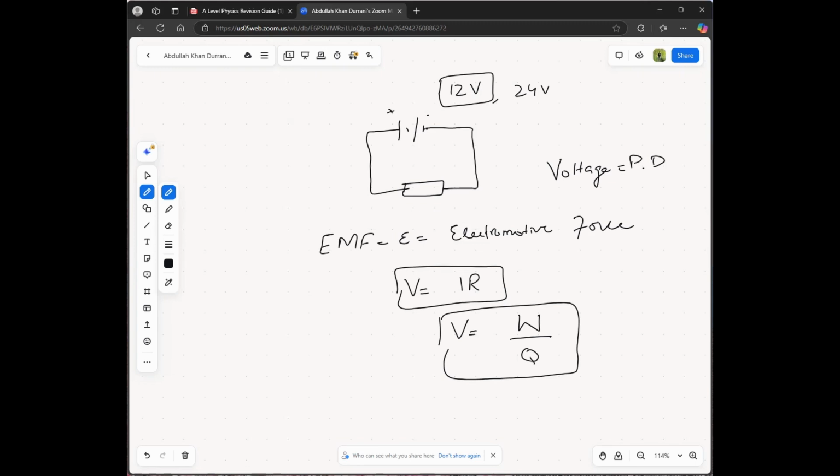Coming back to where I started from, we have a battery, and it says on the battery that it's 12 volts. So what is this 12 volts? That is the potential difference. So V is basically 12 volts. But EMF, the electromotive force, is not 12 volts. It must be more than that. So what is electromotive force? There's a resistor in the circuit, and a 12-volt potential difference is applied through it.